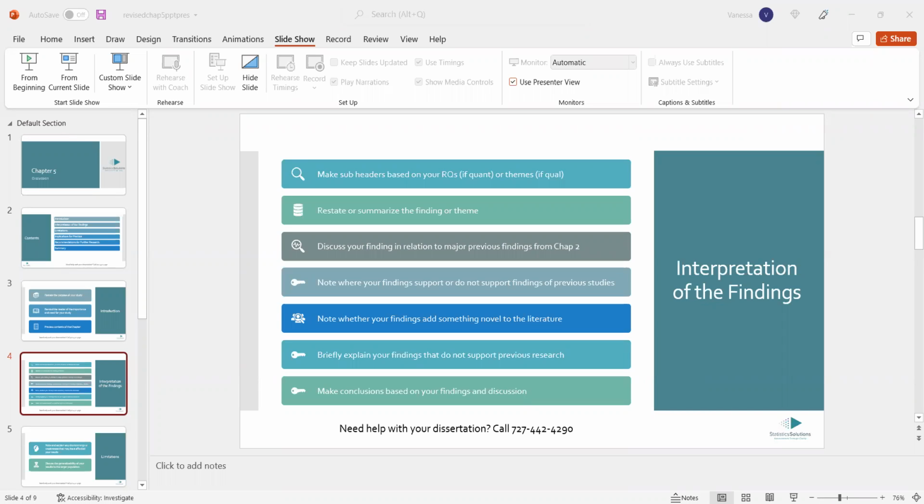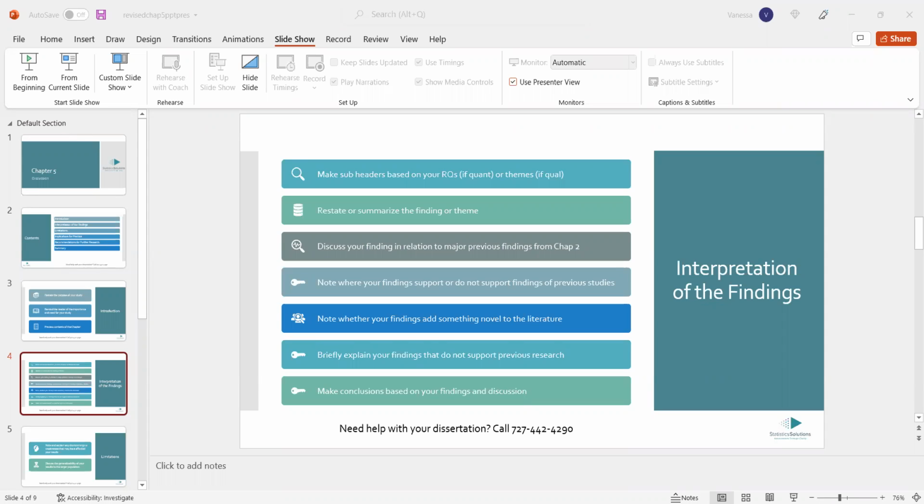And then you can make conclusions based on your findings and your discussion of your findings in relation to previous literature. So, for example, if your findings corroborate or support major findings from previous research, you can make a pretty solid conclusion based on that, because previous research says something and your findings support that. Therefore, you can conclude that whatever you were looking at, you can make conclusions based on that. If your findings don't support previous literature, then that suggests a degree of inconclusiveness, right? Because the previous findings show one thing, but your findings show something else. That suggests that maybe more research is needed, that things are still kind of up in the air, things are still mixed.